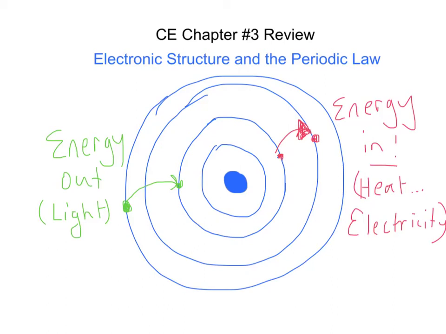Okay, so here's your review. Chapter 3, Electronic Structure and the Periodic Table. Remember our light lab with heat energy in. We put heat, like the flame, or we did the electricity to the cathode ray tubes, and we got light energy out as it fell back down. We're going to review all that.